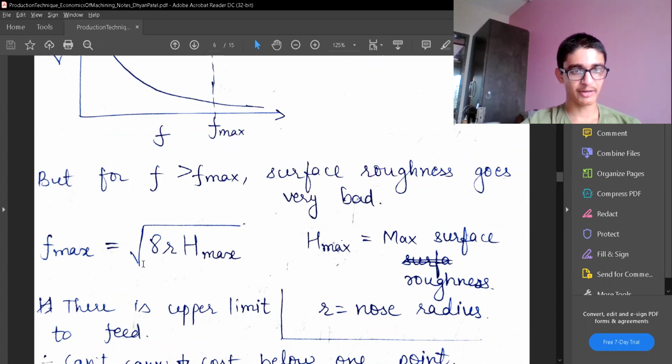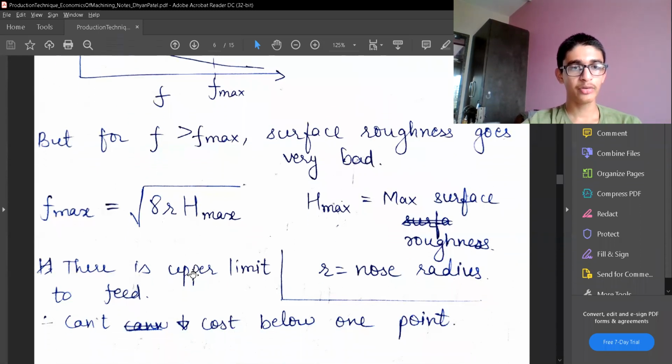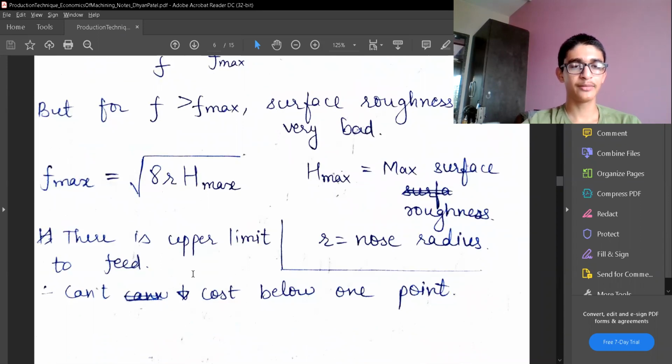The formula is given by the square root of 8R into H max, where H max is the maximum surface roughness allowed by you. That depends on the client you are tackling, and R is the nose radius of the tool, which depends on the tool geometry. H max will be in units of micrometer, but we want to substitute it in terms of mm. I'll explain about these units in a numerical question directly.